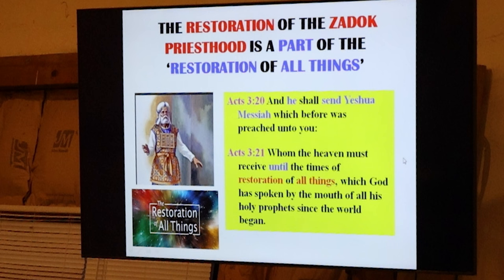In Acts chapter 3, verse 21, it talks about there's going to be a restoration of all things. I'd like to submit to you that the restoring of the Zadok priesthood, and thus the restoration of the Zadok priestly calendar, is a part of the restoration of all things, because the restoration of all things not only refers to what Adam sold out on in the garden, but there is a restoring of the tabernacle of David.